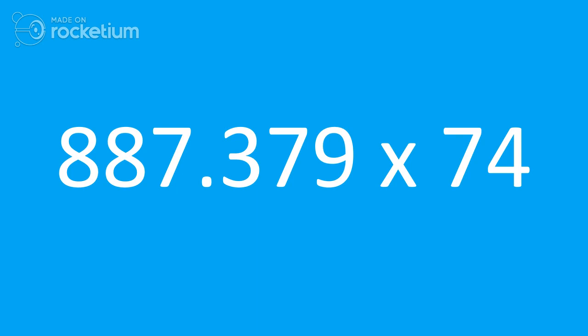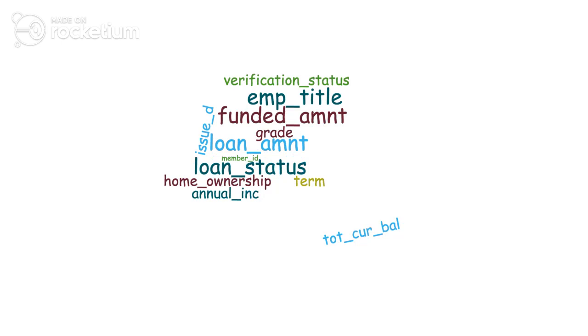The dataset contains 887,379 rows and 74 columns. Each row represents a loan application and each column is a feature related to the loan application. To give you an idea about features for every loan application, here you can see some of them, like funded amount, grade, home ownership, etc.